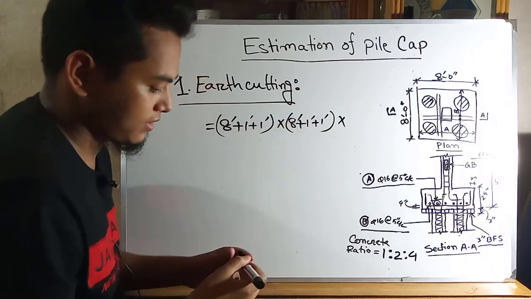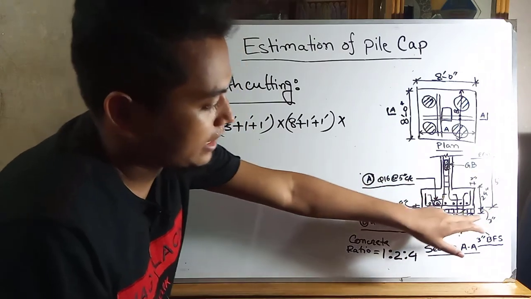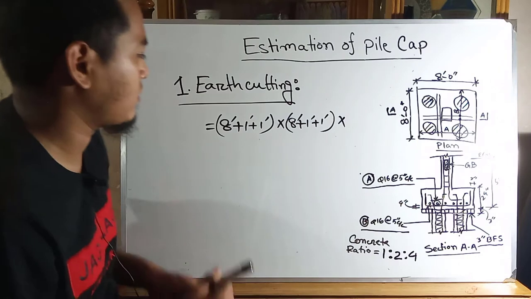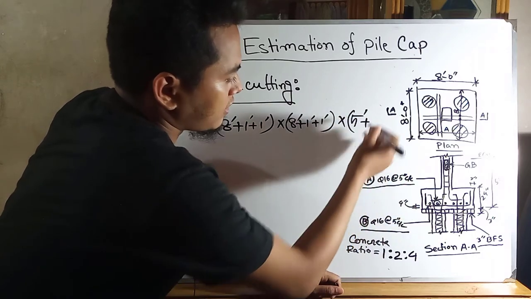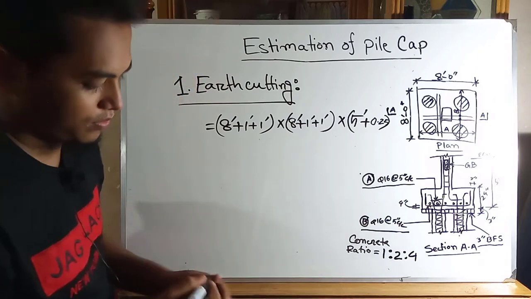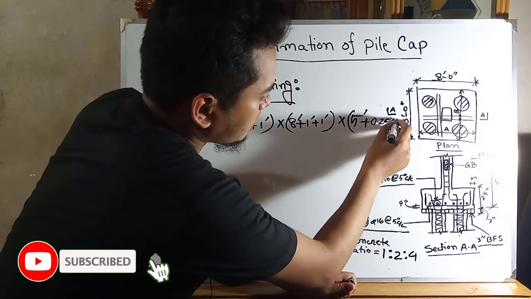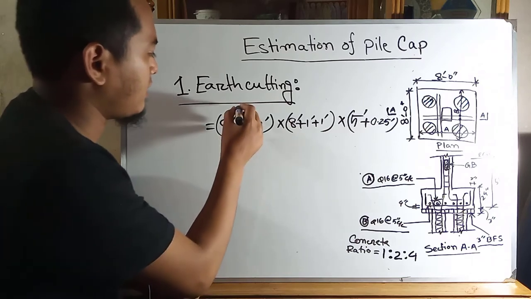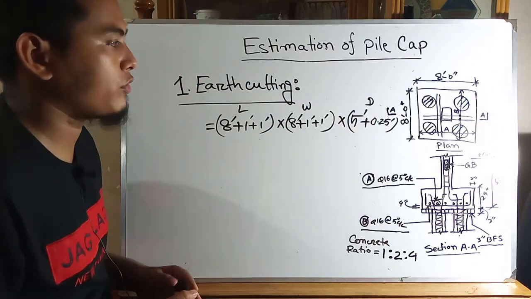And the depth. Depth is up to the pile cap bottom, so 5 feet and the 3 inch BFS layer, brick plus soling. So 5 feet plus 3 inch. Three inch means 0.25 feet. So this is the length, width, and depth: length L, width W, and depth D. So L into W into D is our equation.